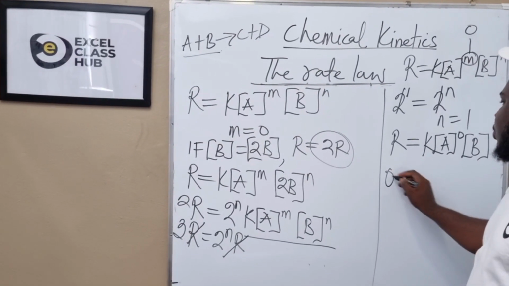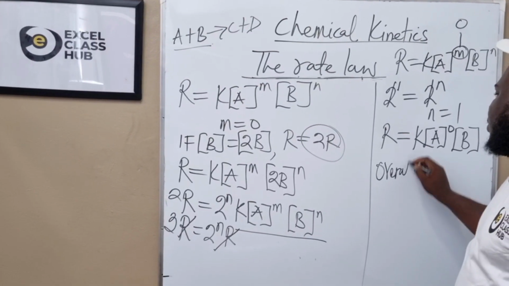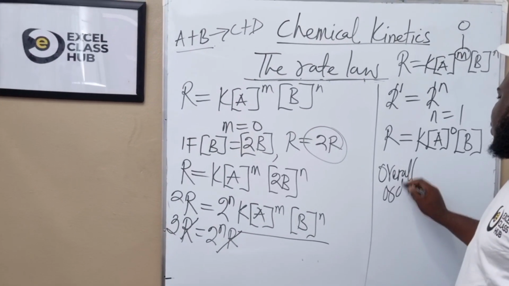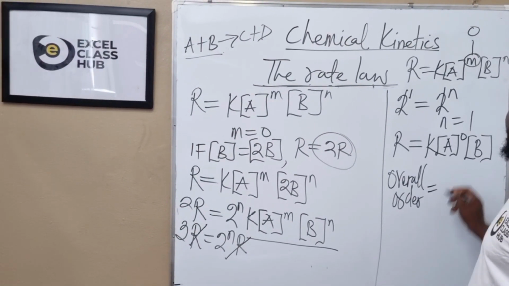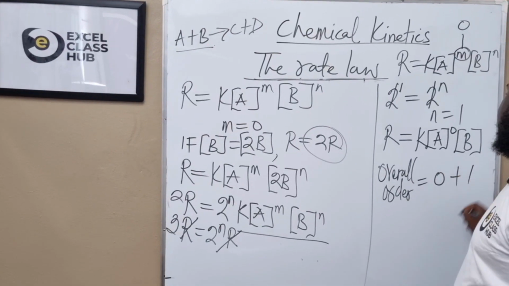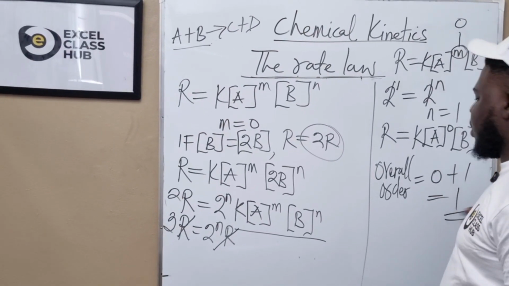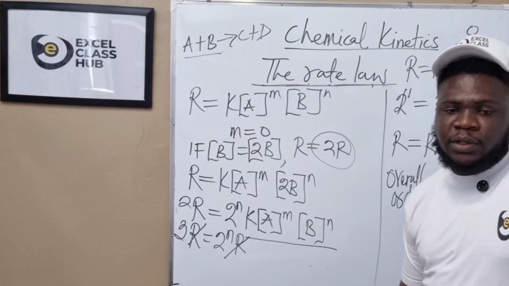Also, the question said we should find the overall order of the reaction. So the overall order becomes 0 plus 1, and that is equal to 1. A first order reaction.